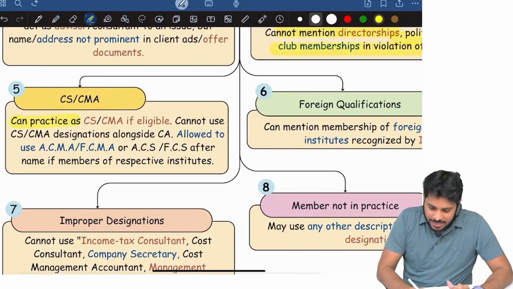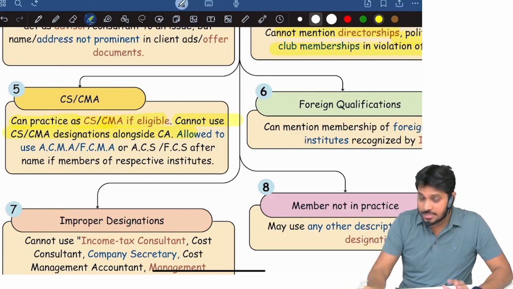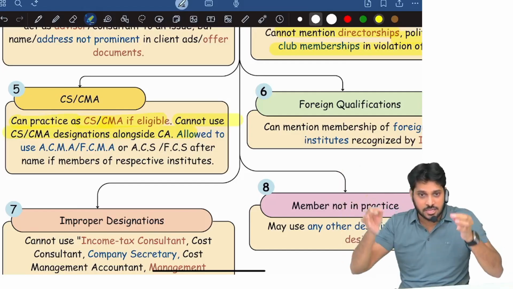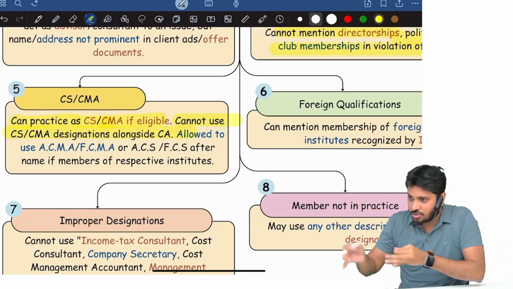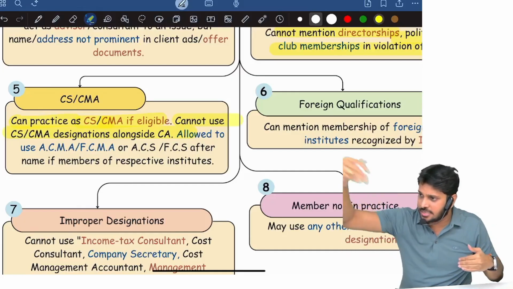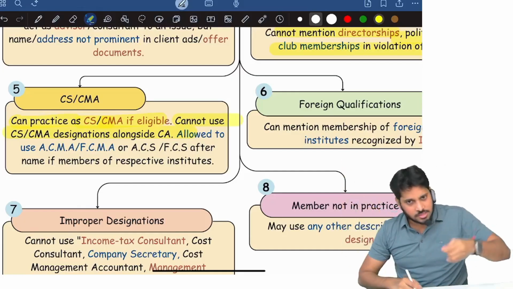So you can practice as a CA, or as a CMA if eligible, but you cannot use both designations simultaneously. Suppose you got a practicing certificate from the CA Institute as well as the CMA, and you printed one common visiting card, Cost Accountant, Chartered Accountant. No, that is not permitted. You put two separate visiting cards. So wherever you do cost accountant practicing related work, you give that visiting card. For this work, you give this visiting card.